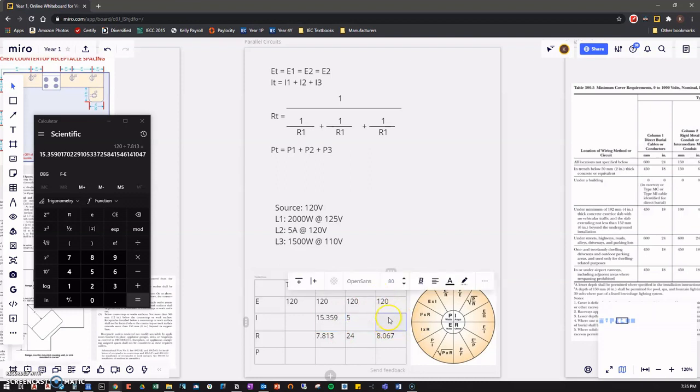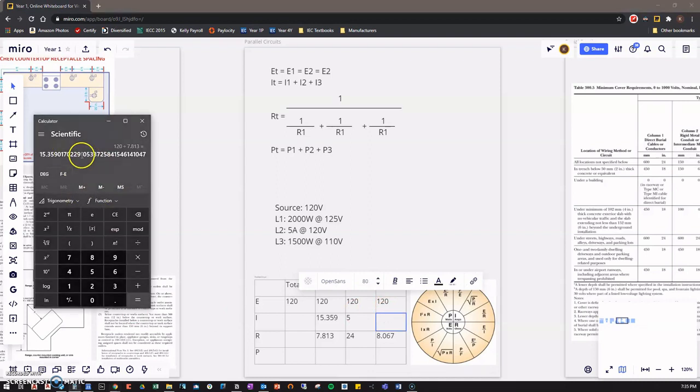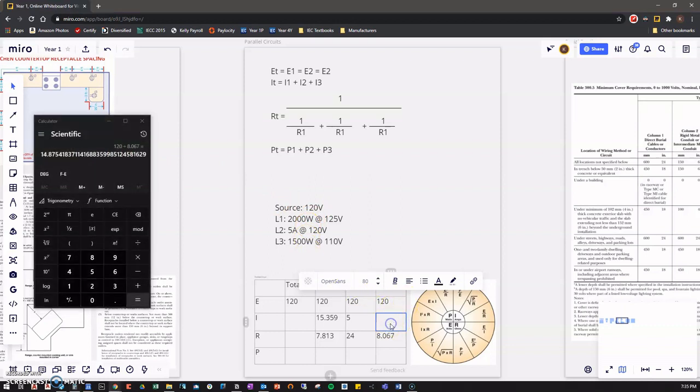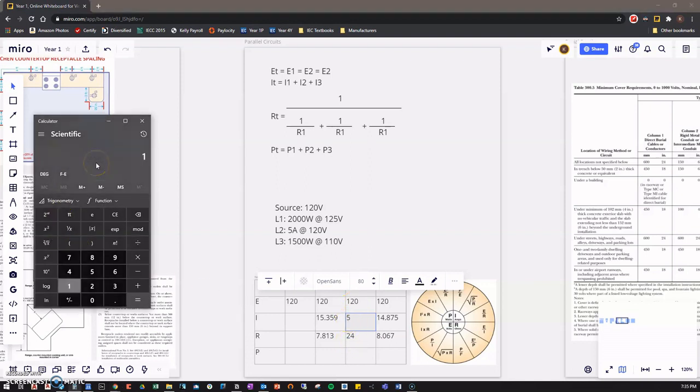Next up here we have, once again, E divided by R. 120 divided by, oops, I want to put it there, sorry. We're going to say 120 divided by 8.067 is going to give us 14.875. And, you know, let's just check, right? Because we didn't calculate this 5. Remember, that was given to us. But we should be able to say E divided by R should equal 5, right? What do you know? It does, right?